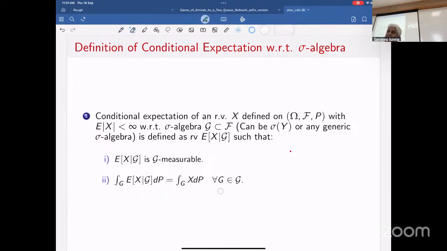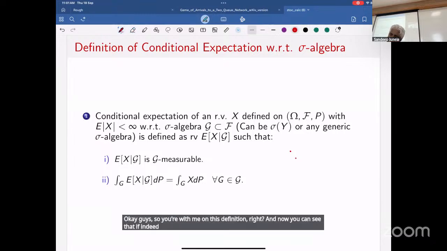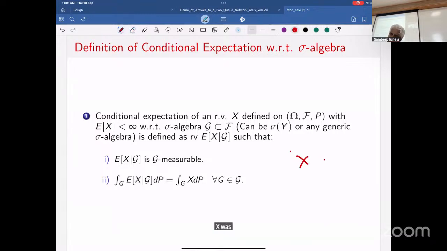Okay? But this is an idea that you just have to see often enough to get comfortable with it. It's not something that naturally comes. Yeah, this conditional expectation is a projection. That's right, yeah. Okay, so you're with me on this definition, right? And now you can see that if indeed X was G measurable, so I'm going to write it in the following fashion. This means X is G measurable.